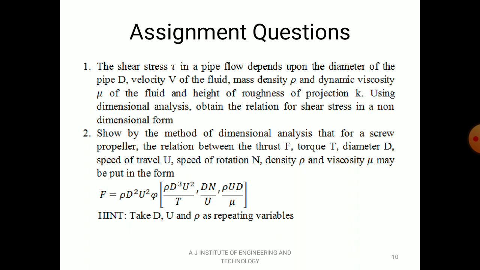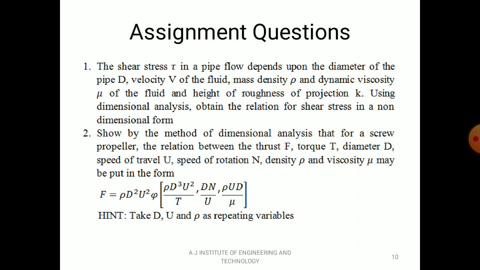Otherwise, you can look at the terms inside the bracket as well as outside. What is the common term? One common term is D, another common term is U, and another common term is rho. Based on that also you can select the repeating variables. Otherwise, you have to go with the method of selecting the variables: first geometric property, then flow property, then fluid property.